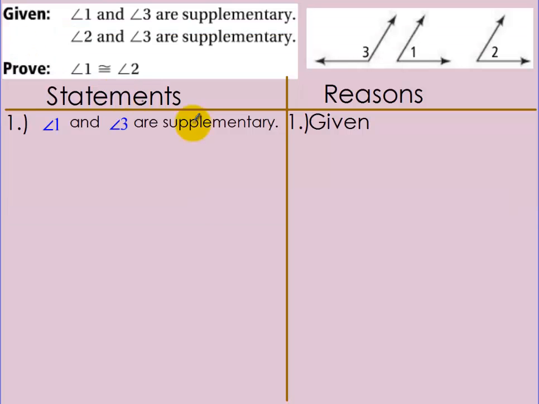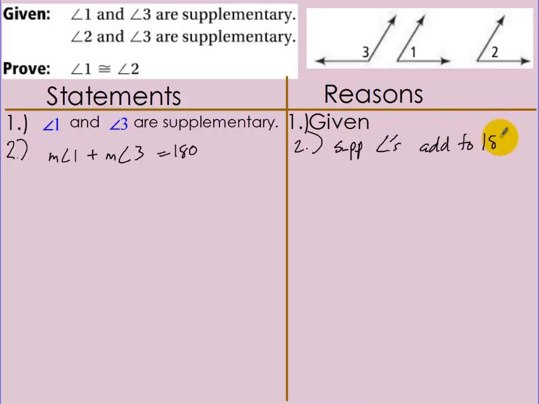Let's use our proof here. Given angles 1 and 3 are supplementary and angles 2 and 3 are supplementary. Sometimes you don't automatically start off using both at the same time. So the first statement, I'm going to say angle 1 and angle 3 are supplementary. That's given. Now step number 2, I can say the measure of angle 1 plus the measure of angle 3 equals 180. And I can say this because supplementary angles add to 180.